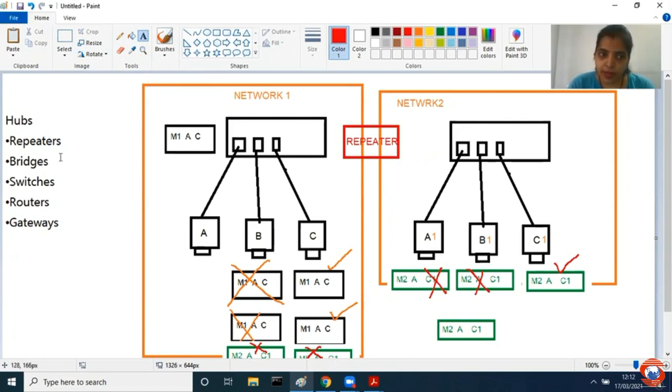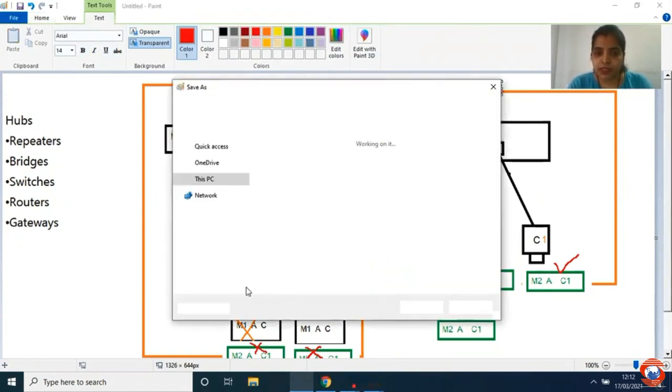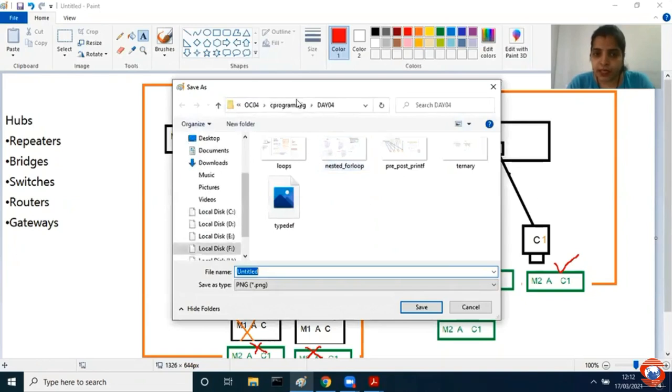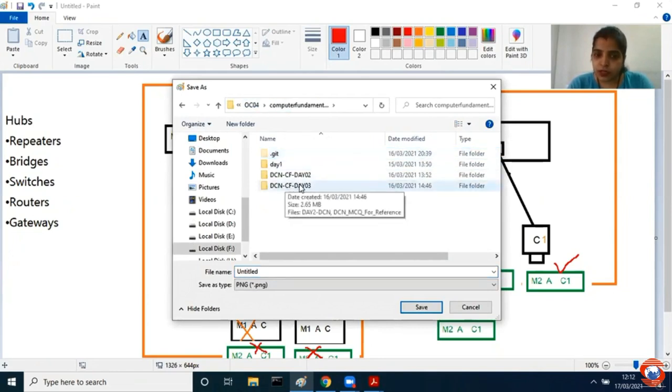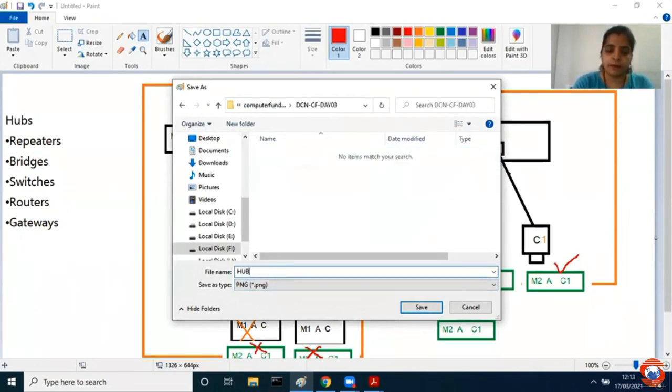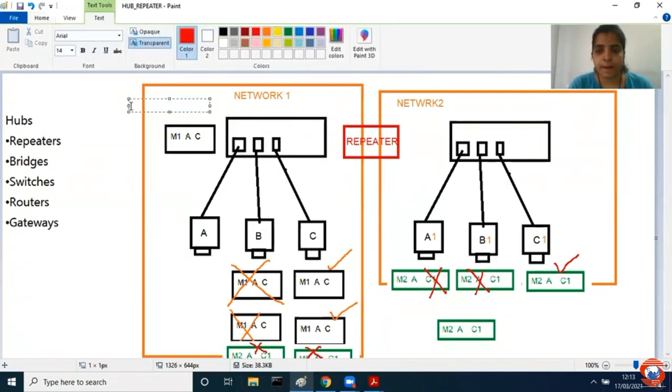Have you understood what is hub and what is repeater? Repeater also does not understand what this packet consists of. They do not analyze the packets, right? Analyze the packets means repeater or hub को ये नहीं पता है कि कौन destination है. They just forward the packet into the network, and once it reaches another hub, then it will basically get transmitted. Have you understood what is the meaning of hub and repeater, everyone?